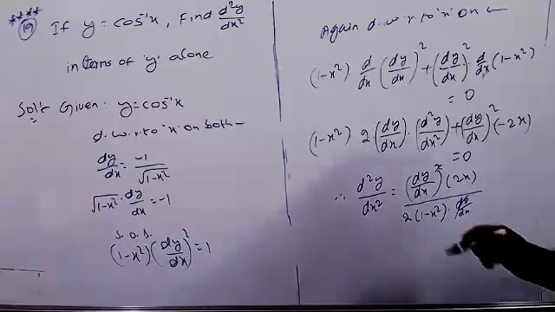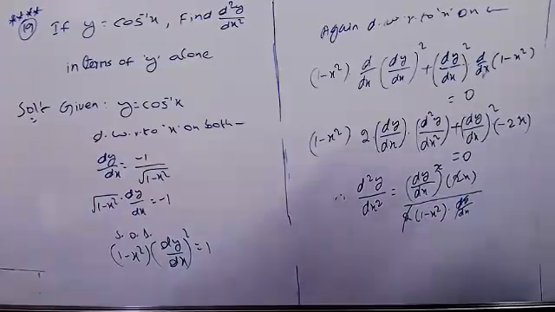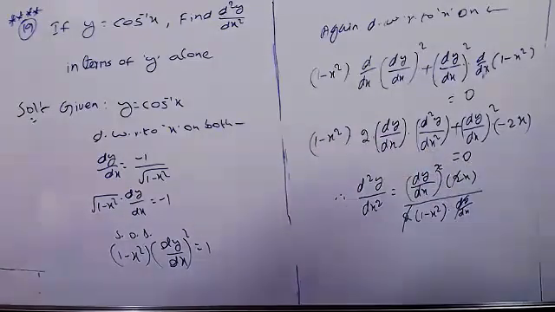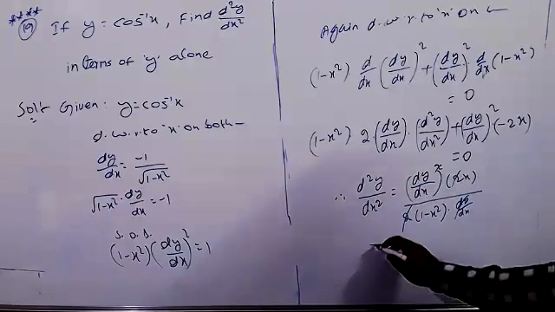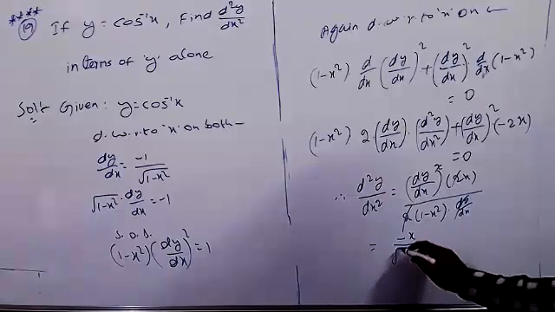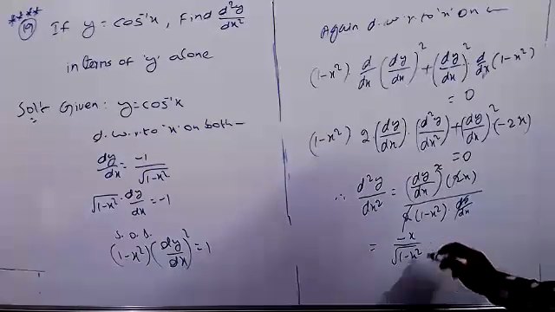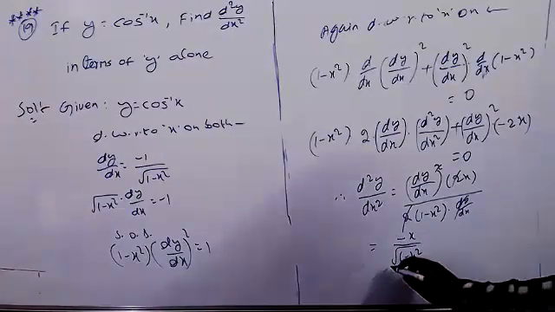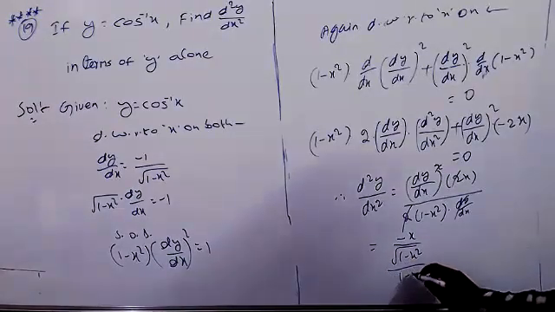And 2 also cancels. And anyhow, dy by dx equal to how much we got now? Dy by dx equals minus 1 by root of 1 minus x square. That also you can substitute in there now. So it is equal to minus x by root of 1 minus x square, whole by 1 minus x square now.